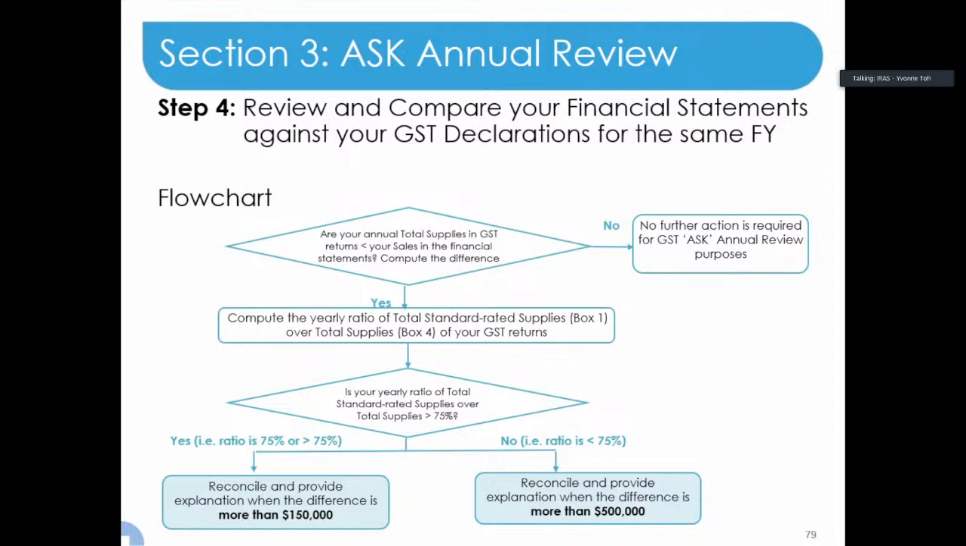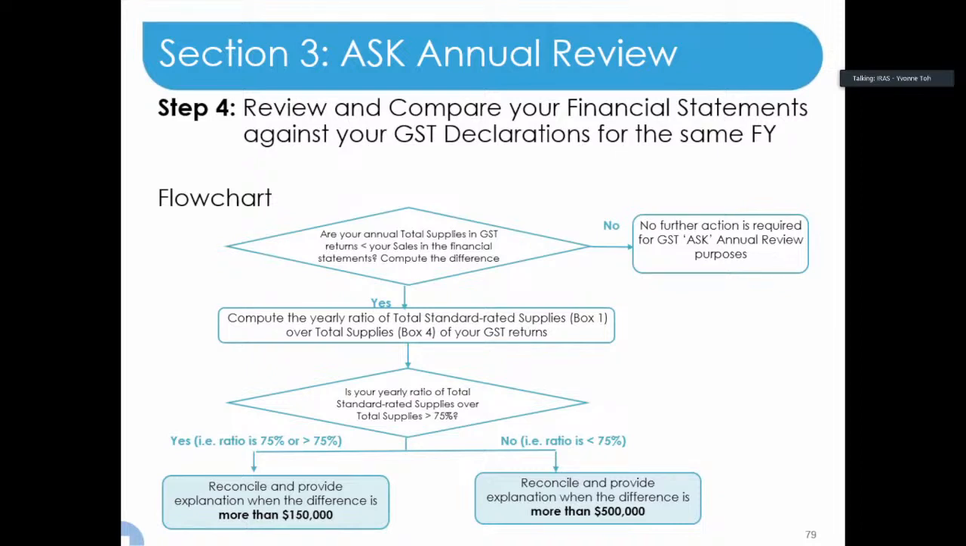The reason why we have set this threshold is because for a business that makes mainly local supplies, we should not expect its total figure to differ much from its sales figure in the financial statements. Therefore, if there is a large discrepancy of more than 150,000, we believe it is significant enough to warrant the businesses to investigate further and ensure that there is no omission of sales.